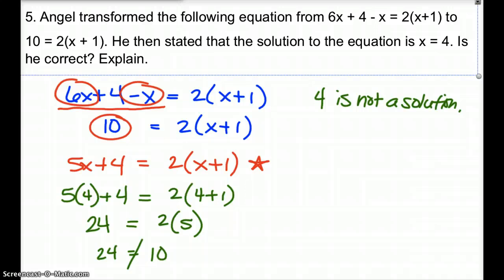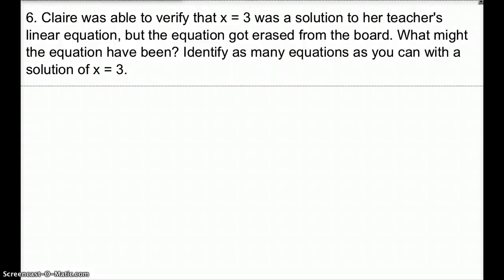All right, number 6 says Claire was able to verify that x equals 3 was a solution to her teacher's linear equation, but the equation got erased from the board. What might the equation have been? Identify as many equations as you can with a solution of 3. So we'll just figure out one equation that 3 would fit in. You can start with whatever you want. I challenge you to make it not just a simple equation, but throw in a mixture of multiplying and adding or subtracting or even dividing.